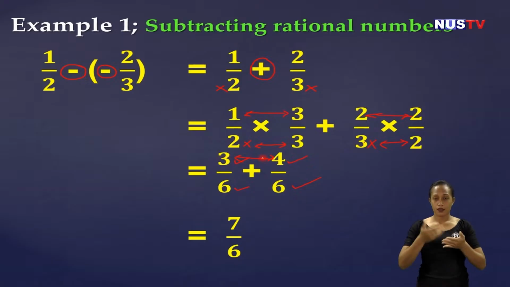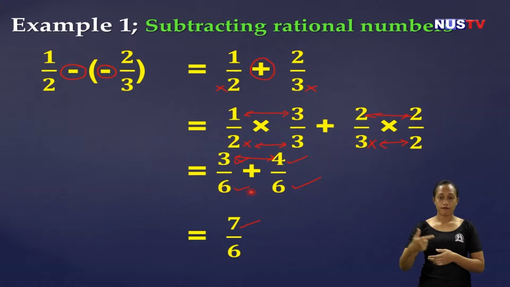Gives us 3 plus 4, 7. And the denominator 6 remains.